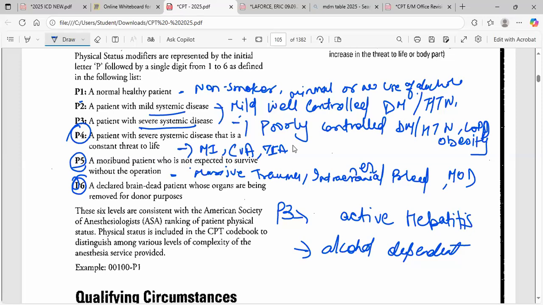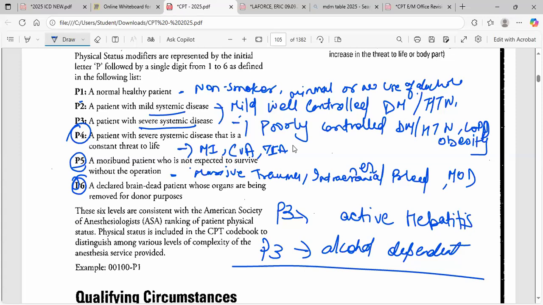So for alcohol dependent also, we have to proceed with the P3, because with the dependence, there is no constant threat of life, because it's not something which needs to be treated right now. That will also come under the P3 modifier. So I'm hoping that these modifiers are clear to everyone. Now, in conjunction with the physical status modifier, we have to use a few other modifiers for the anesthesia services.